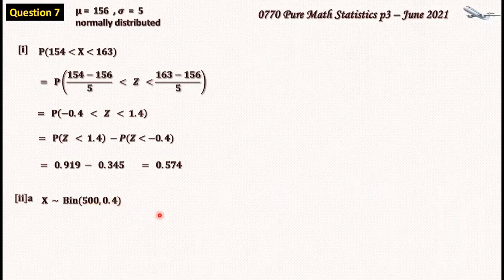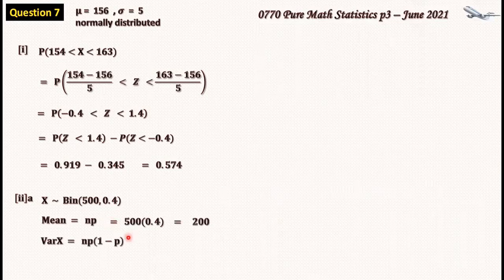So we should find the mean and variance of these 500 plants. The mean for the binomial is given by np. So we have 500 times 0.4, which is 200, and the variance is equal to np into 1 minus p, which is 500 into 0.4 into 0.6, and that gives us 120.